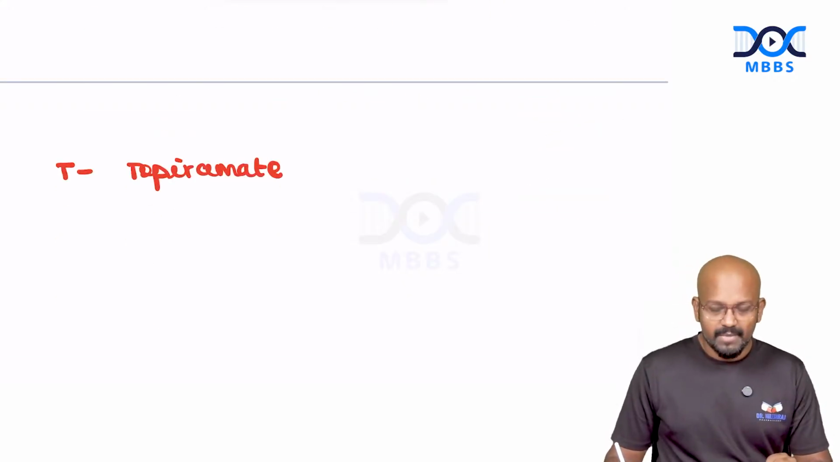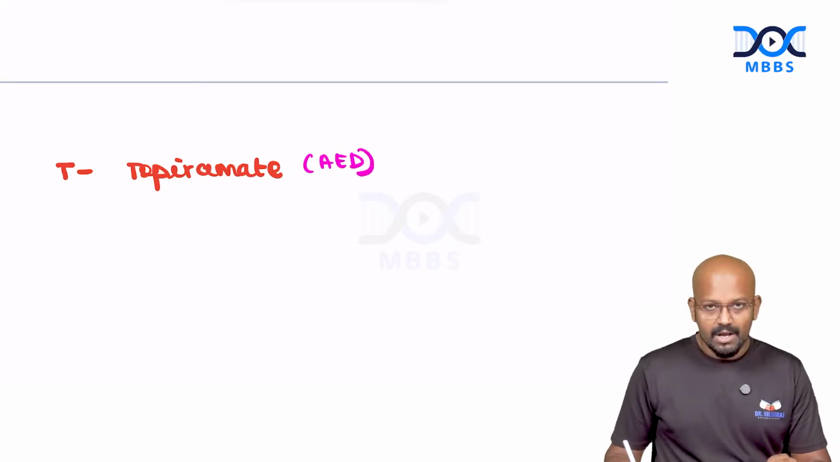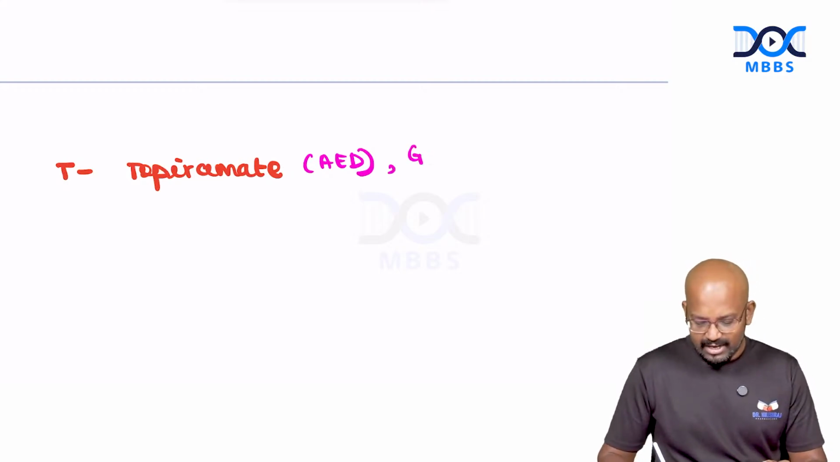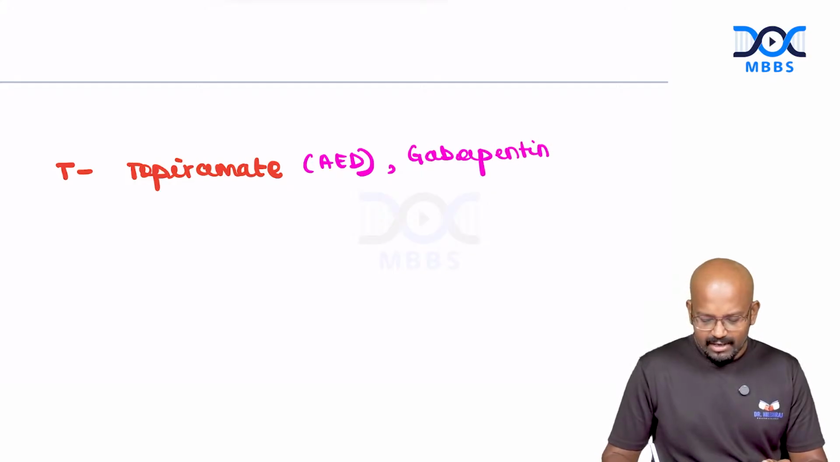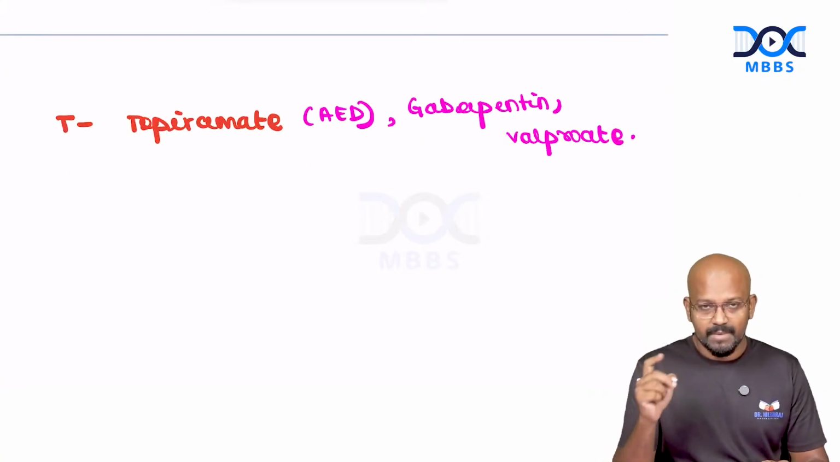T is for topiramate. Topiramate itself is an anti-epileptic drug. Apart from topiramate, we have other anti-epileptic drugs like gabapentin and valproate. All of these are anti-epileptic drugs which are used for prophylaxis of migraine.